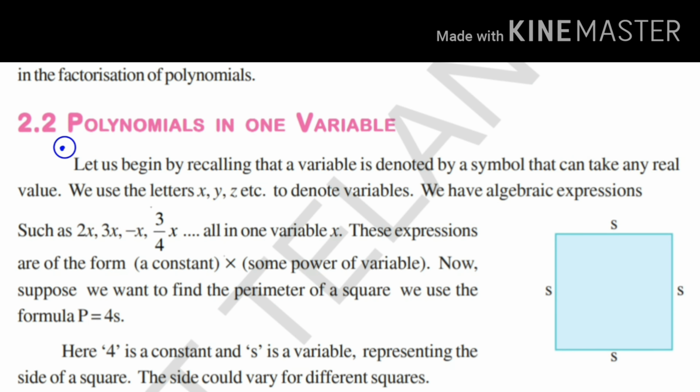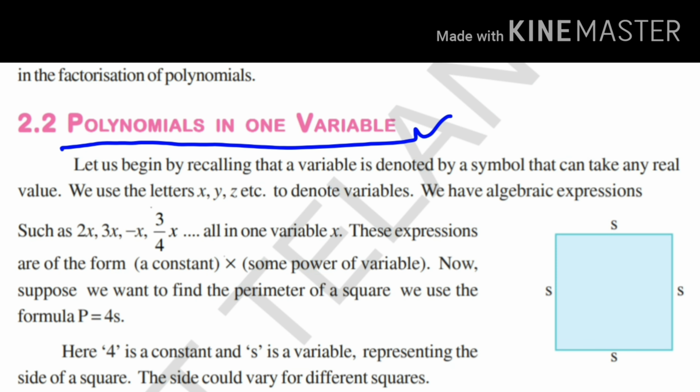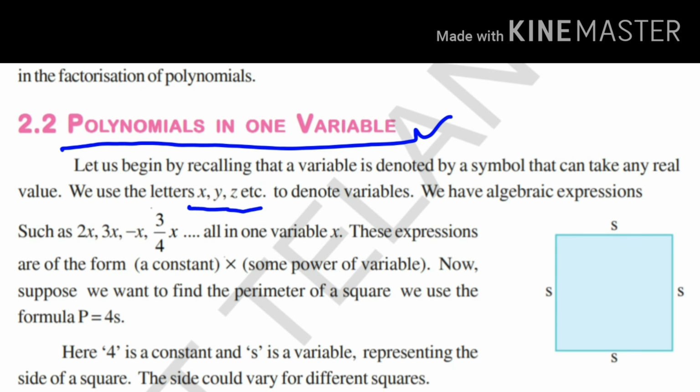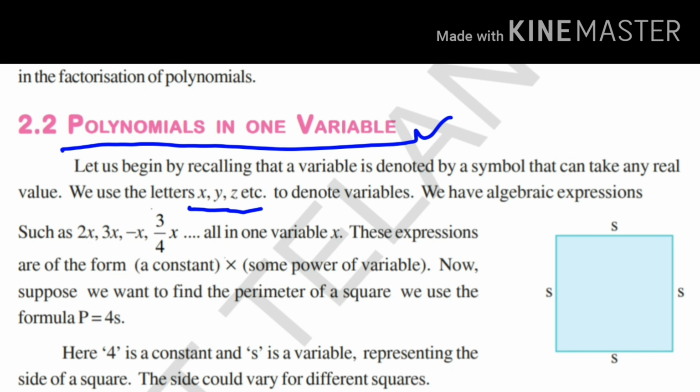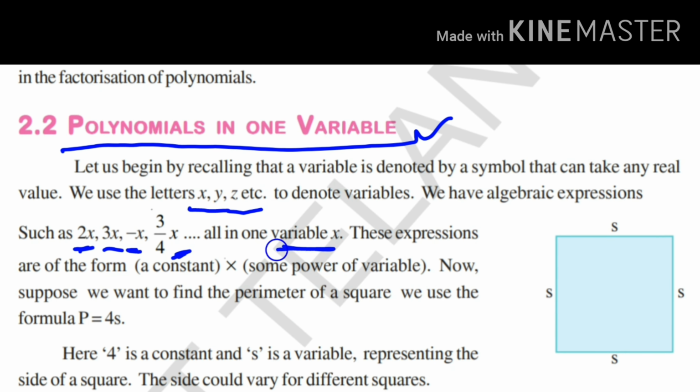Just see polynomial in one variable. Earlier you discussed that a polynomial may contain variables such as x, y, z. But if any polynomial algebraic expression contains only one variable, that may be x or y, any one variable, then that is called a polynomial in one variable. For example, 2x, 3x minus x, 3 by 4x. All these are polynomials in variable x.